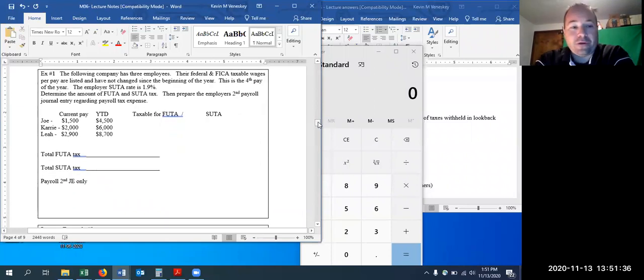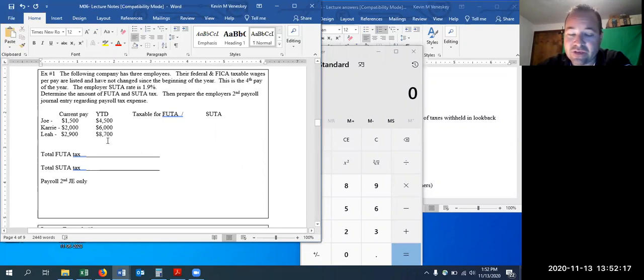Okay, so what I want us to do here in this first example is practice figuring out our FUTA and SUTA taxes. So let's read through here. Our federal and FICA taxable wages per pay are listed and have not changed since the beginning. This is the fourth pay of the year. So this is their federal and FICA taxable wages. I've already taken out any medical premiums or anything like that that would not be taxable. That's already being factored in here.